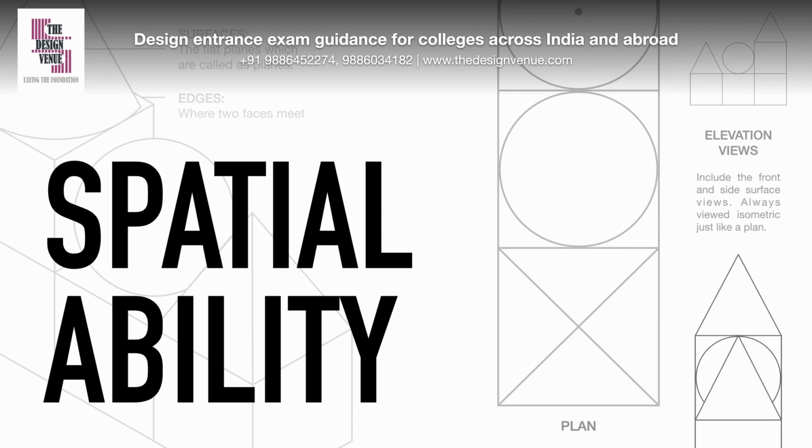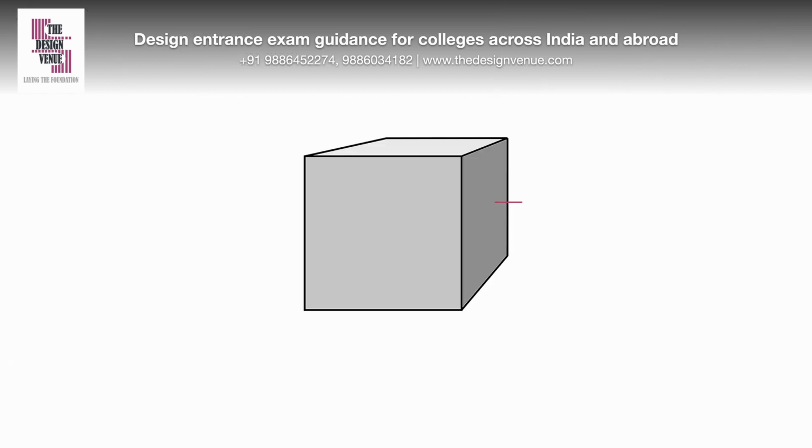We'll start this video by learning what are faces, edges and vertices. The flat plane as shown is called a face. The place where two planes meet is called an edge. The place where three or more edges meet is called a vertex.